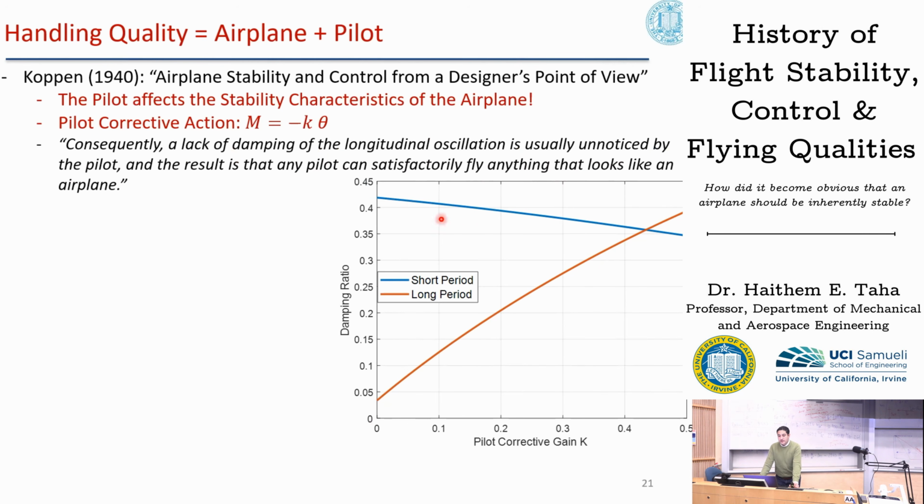Third, the short period mode will decrease damping with the pilot corrective gain. So you may design, as a designer, a very good airplane, very good damping, large horizontal tail, everything, and then in the hands of the pilot, it loses damping. In fact, with a large pilot gain, this will go unstable. So this is why, not only that actually, there is the additional issue of the lag from the pilot.